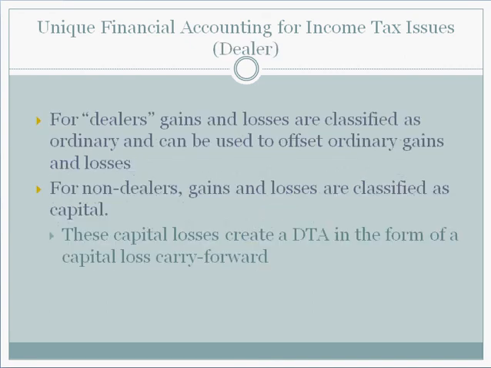Other issues include whether or not the company is considered a dealer. If the company is considered a dealer for tax purposes, the gains or losses would be classified as ordinary and could be used to offset ordinary gains and losses. If they are not considered a dealer, the loss would be classified as a capital loss and therefore create a deferred tax asset in the form of a capital loss carryforward. The carryforward could be used to offset any capital gains in the past 3 years as well as any future capital gains for the next 5 years.